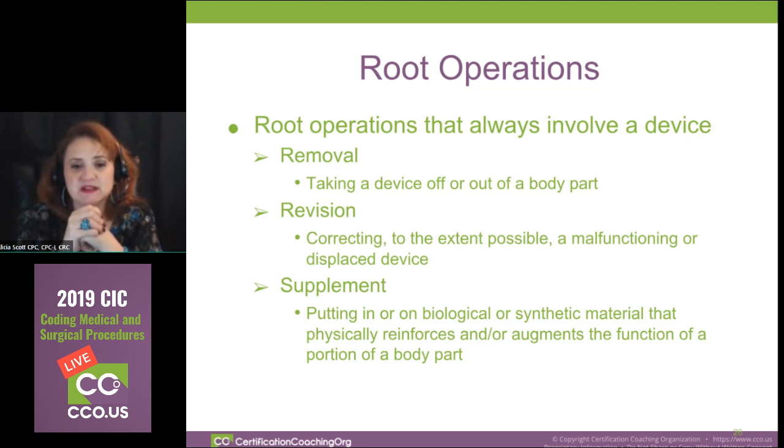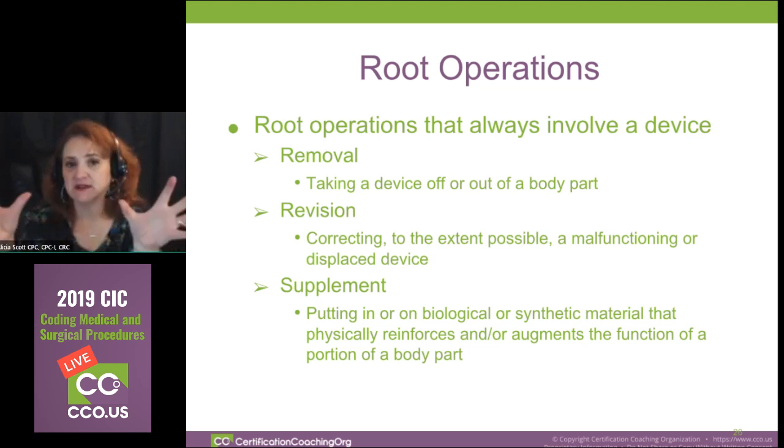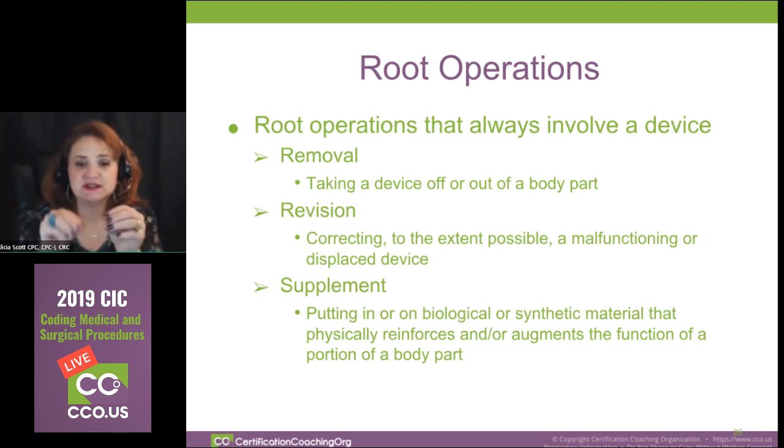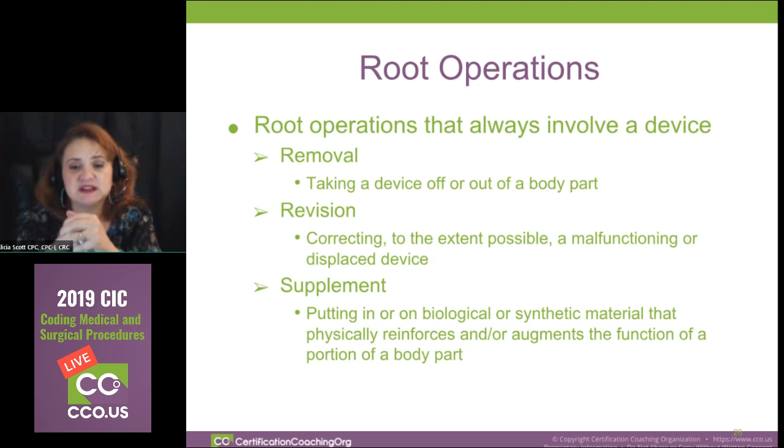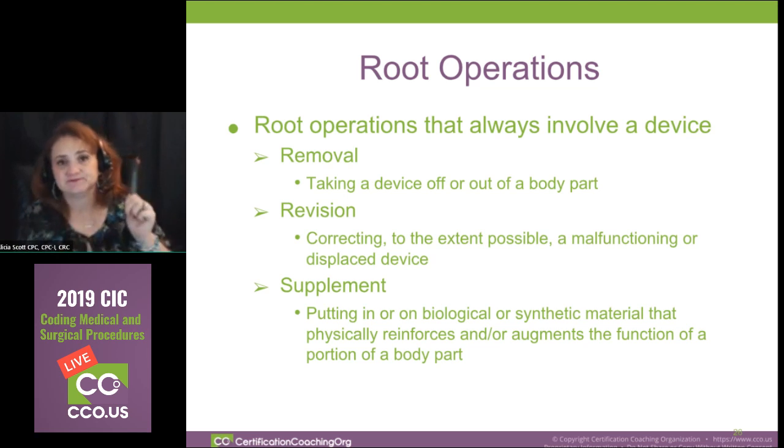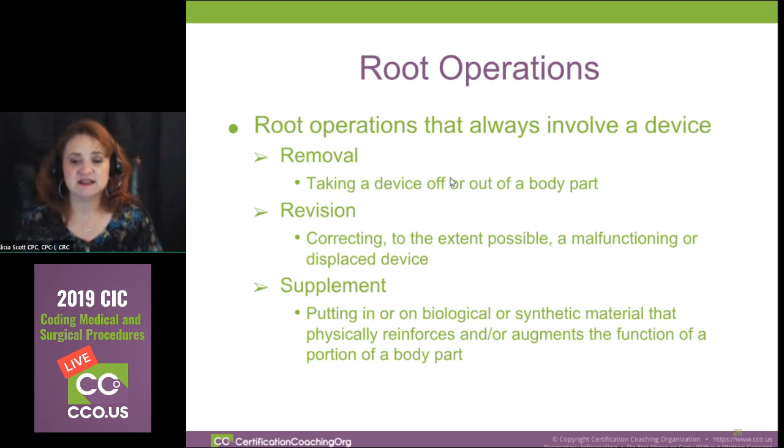We can also do a supplement. So that's putting in or on, and it can be biological or synthetic material that reinforces or augments the function of a portion of a body part. Doesn't augment the whole body part, a portion of the body part, or reinforces it. So we're putting something in that physically reinforces, like a stent. Right? We're inserting a stent that's synthetic, and it's going to reinforce that tubular artery.